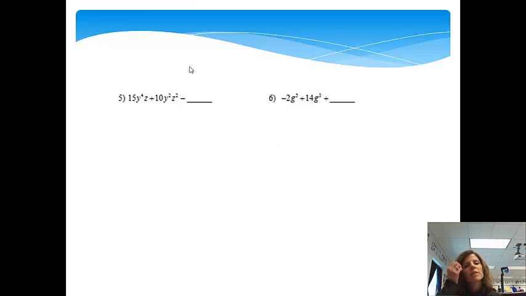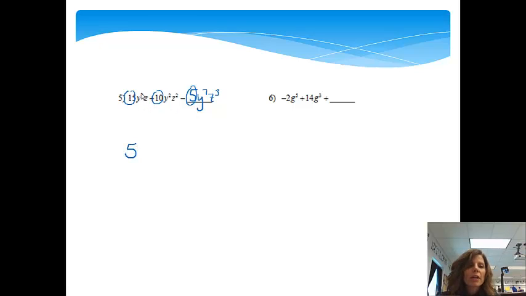All right, let's keep trying some more here. 15y to the 4th z plus 10y squared z squared minus 5y to the 7z to the 3rd. Alrighty, so let's deal with those numbers first. 5, 10, 15, 10, and 5. I'm going to factor out a 5 because 5 will divide into all of those evenly.